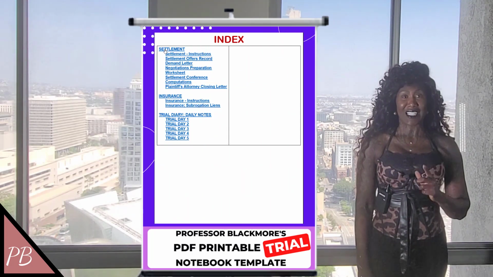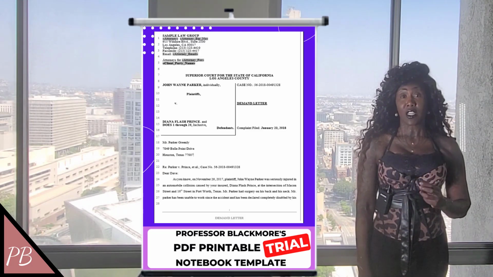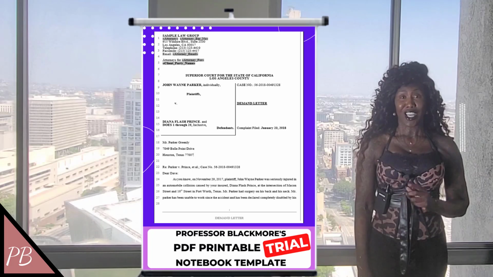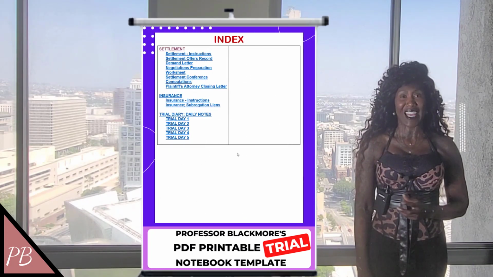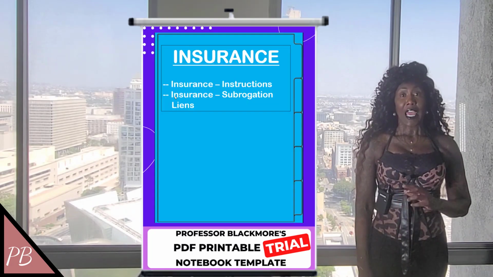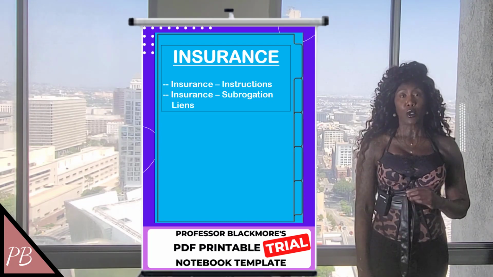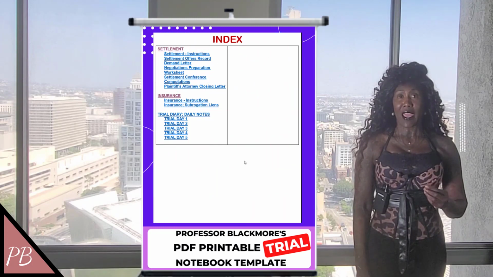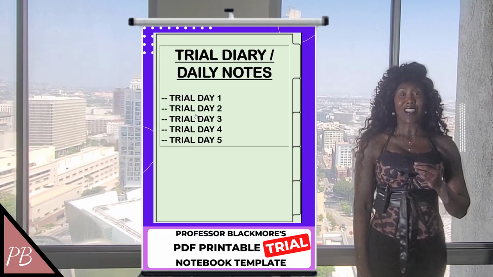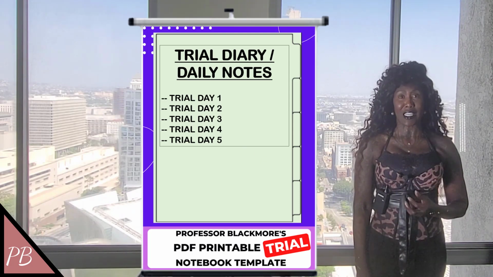Now, the next section is the settlement section. And here are some of the things you'll find in this section, including Professor Blackmore's sample demand letter. Now, the next section is the insurance section. And here are some of the things you'll find in this section, including any subrogation information that you may have for your particular case. And then the last section is our trial diary daily notes section.